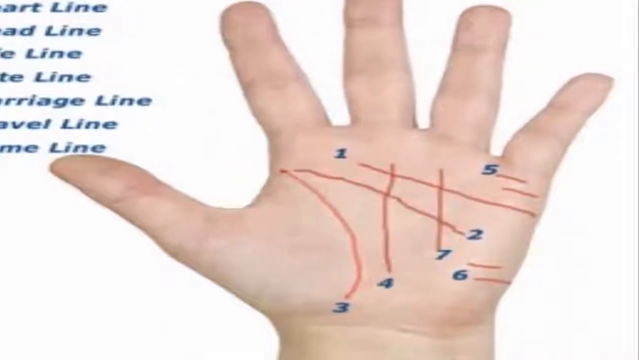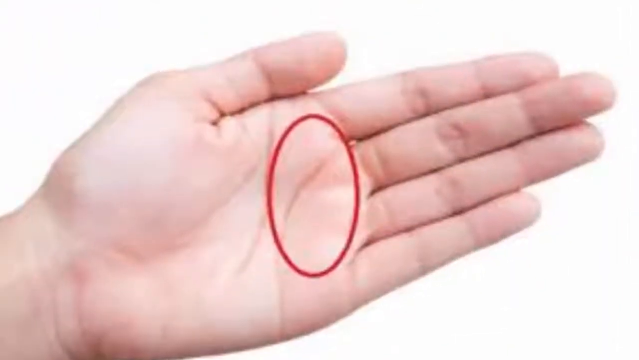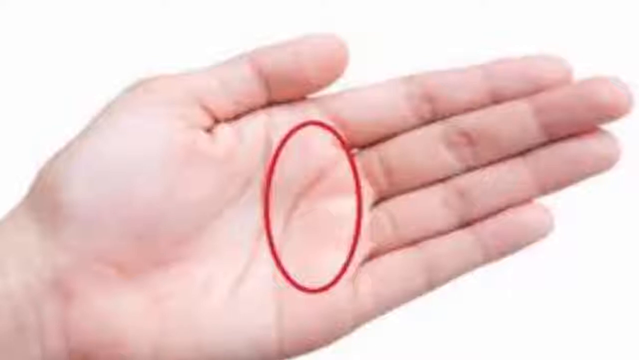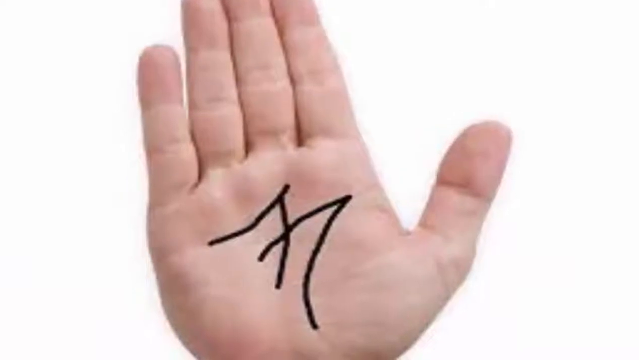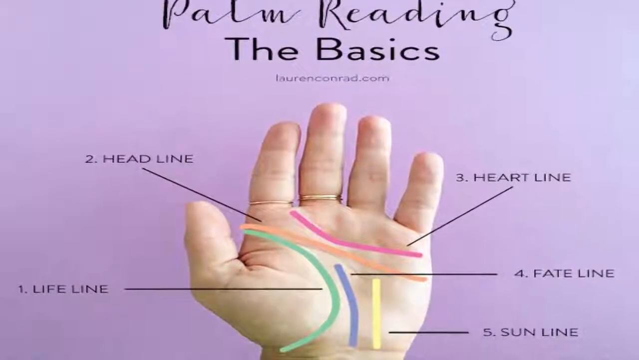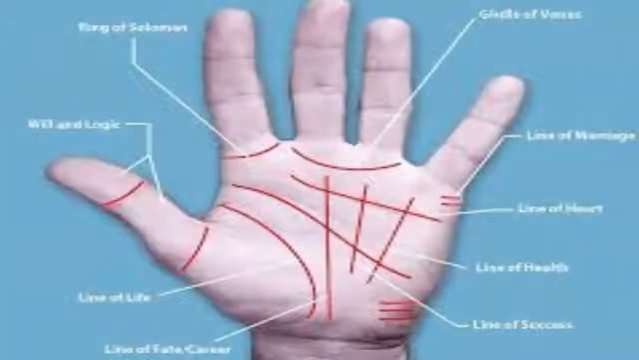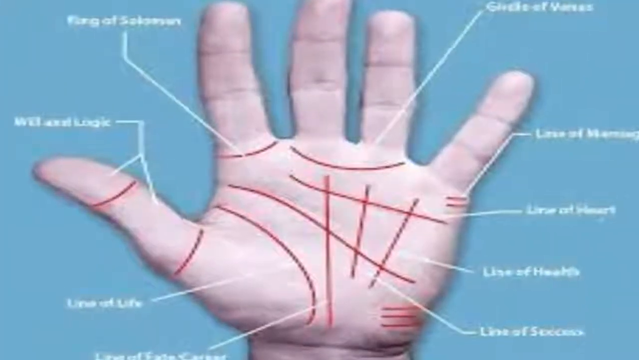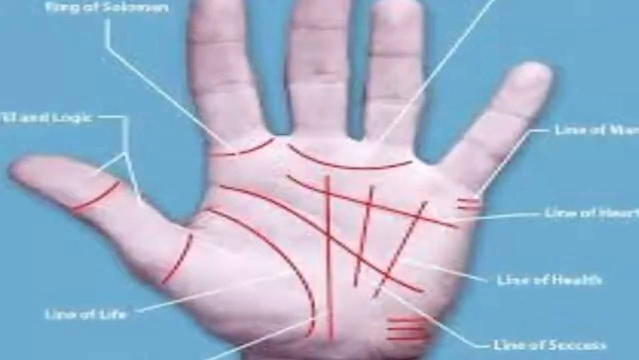3. The life line curves around the base of the thumb, starting between the index finger and thumb. Contrary to popular belief, this line does not actually indicate how long you will live, but rather aspects such as strength, vitality, and prosperity. 4. The fate line runs vertically from the base of the palm up the middle of the palm. Not everybody has this line. It indicates aspects such as success, career path, and vocation.